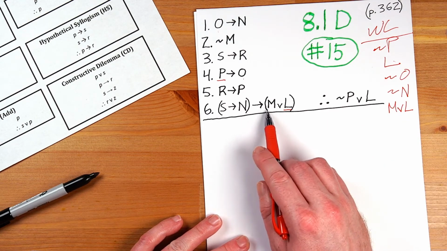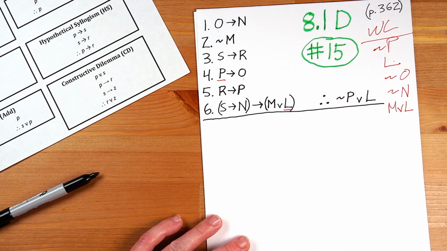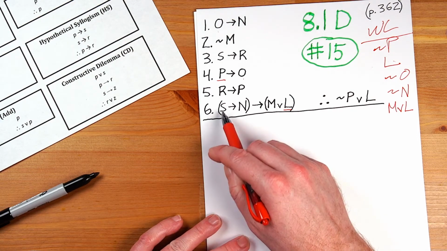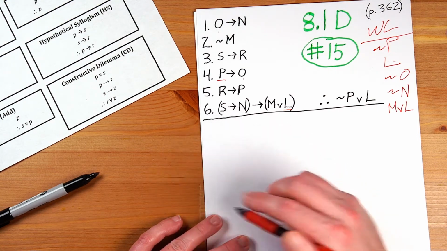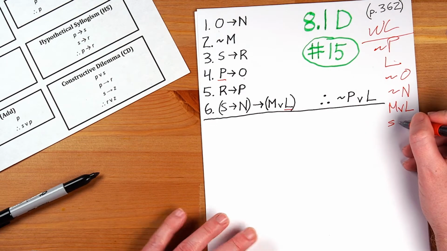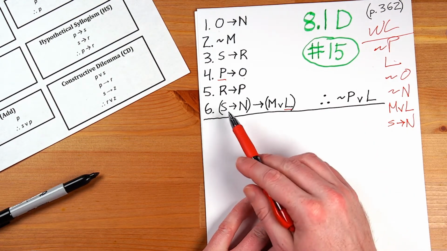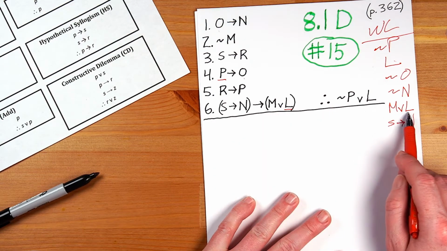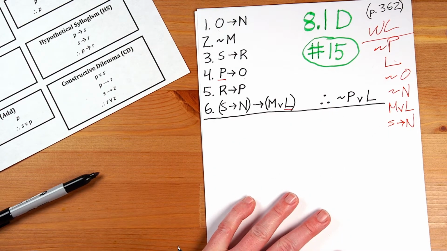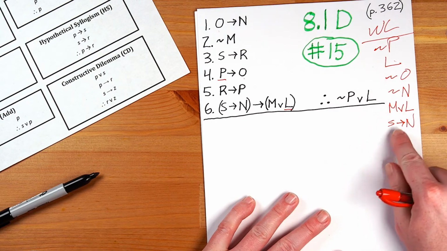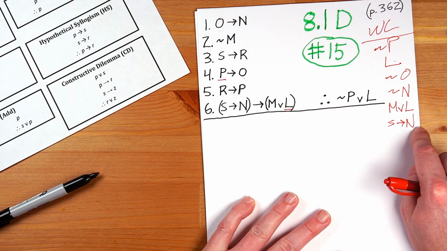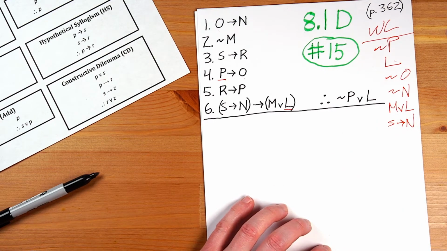Well, since this is the right side of a conditional, we could get it by modus ponens if we just had the left side by itself. So if we just had S arrow N, that would give us the next thing up on our wish list with modus ponens. Well, how can we get S arrow N?